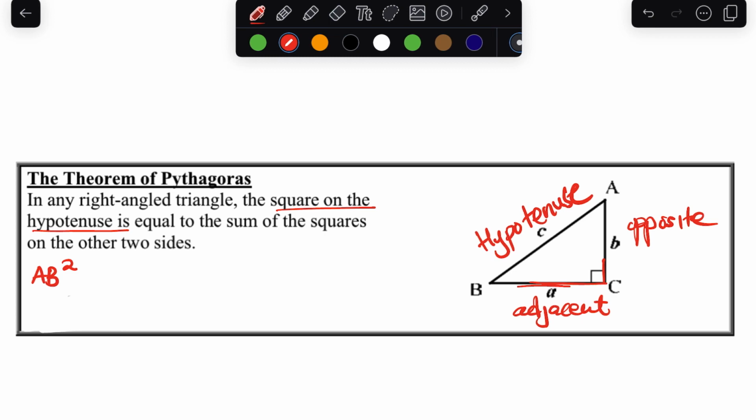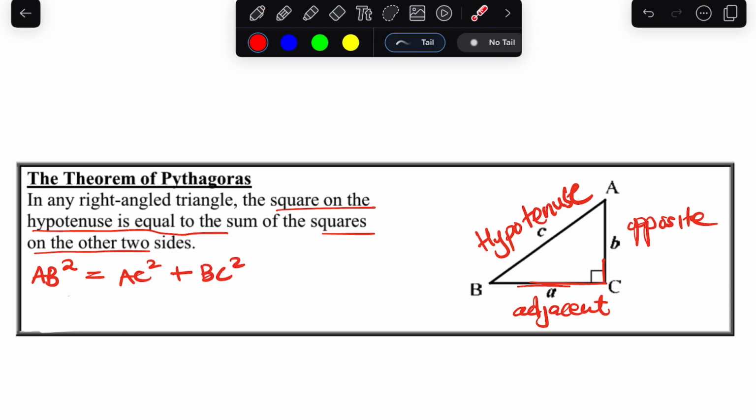In other words, the square of the longest side is equal to the sum of the squares on the other two sides. That means the square of AC and the square of BC. Right? So all the time, guys, when you use the Pythagoras theorem, it's the square of the longest side, which is AB, equal to the sum of AC square plus BC square.